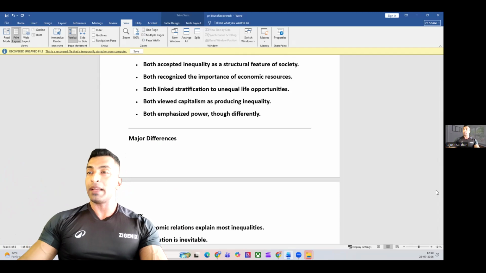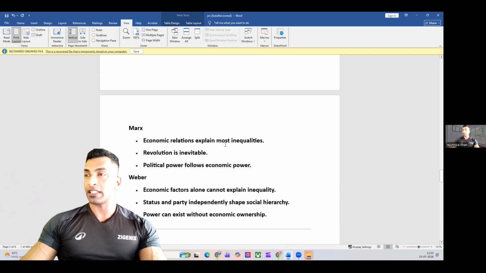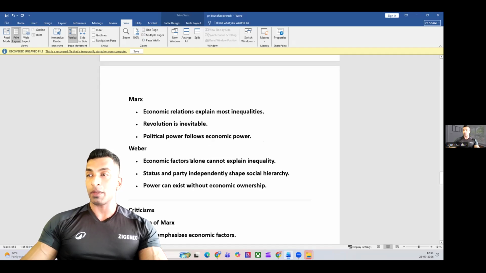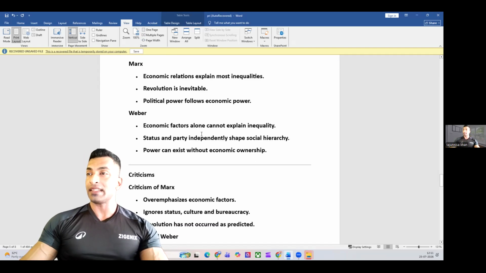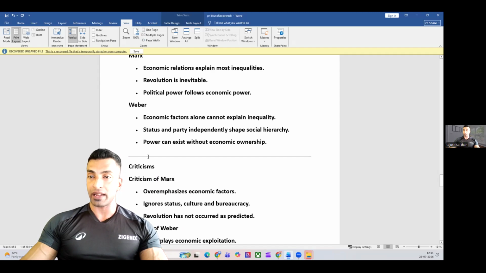Okay. Now the major differences, again. For Marx, economic relations explain most inequalities. Revolution is inevitable. Political power follows economic power. For Weber, economic factors alone cannot explain inequality. There are different other dimensions. Status and party independently shape the social hierarchy. Power can exist without economic ownership.